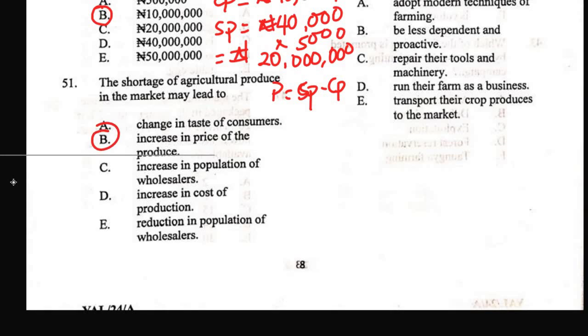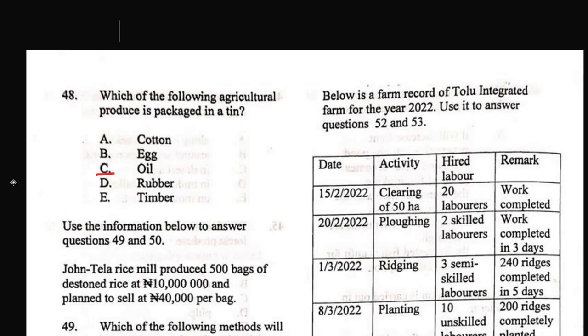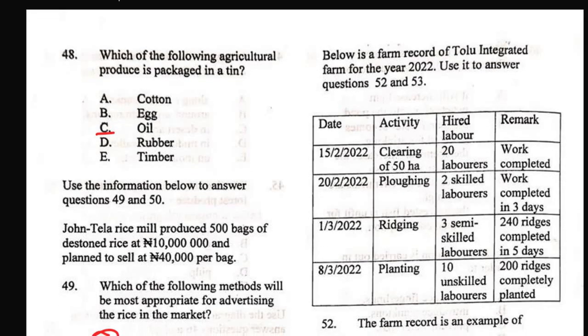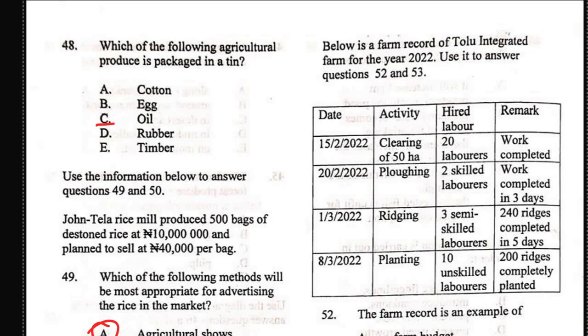So shortage of agricultural produce will lead to hike in price. So let's move up to question 52. Now we have a chart. Below is a farm record of Tolu Integrated Farm for the year 2022. We are going to use it to answer questions 52 and 53.